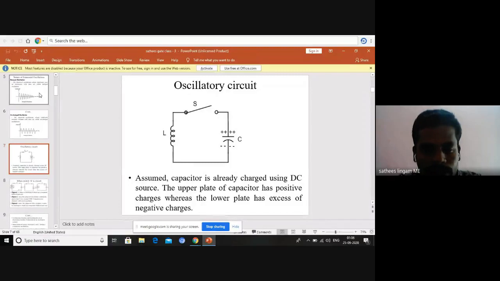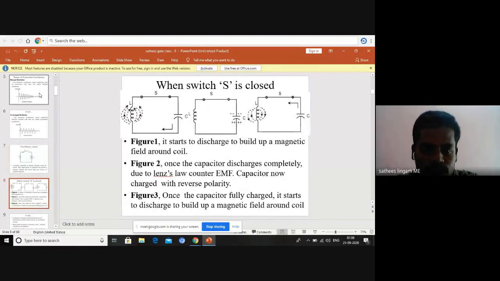It is not giving any supply, but the capacitor is acting as a source of energy when it is connected. See, when the switch is closed, as in figure 1, the capacitor immediately gets discharged and builds up a magnetic field around the coil. So that circulation from negative to positive is happening because of the electron flow.